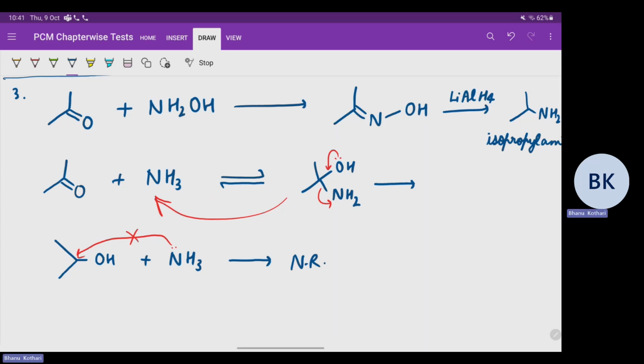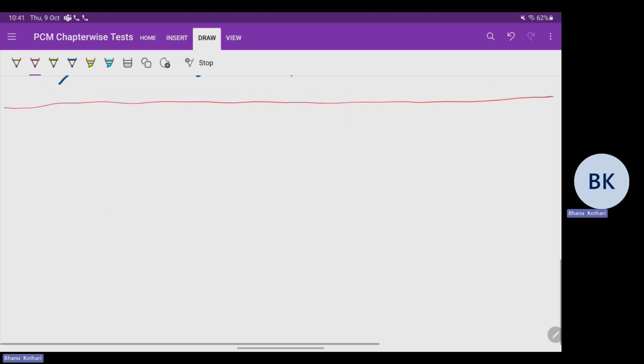The structural form is A. Look at the next question.